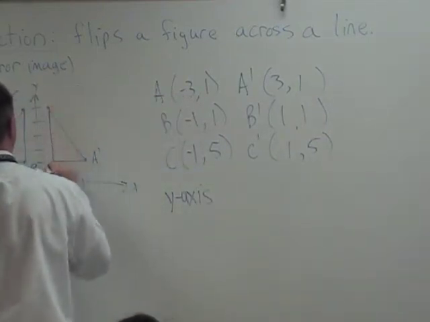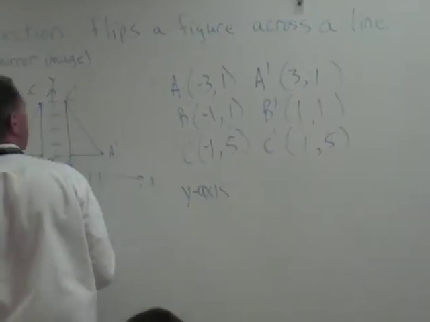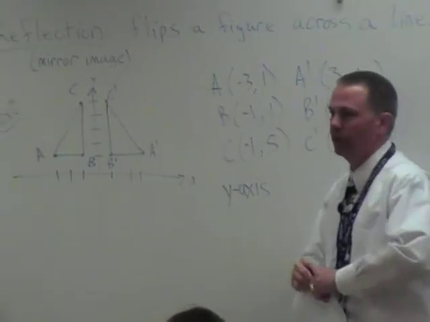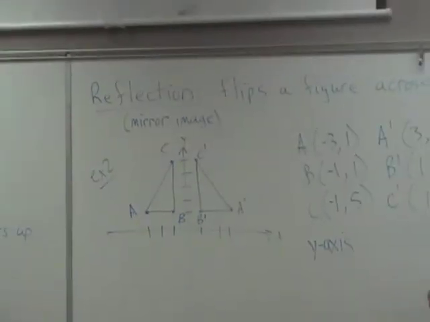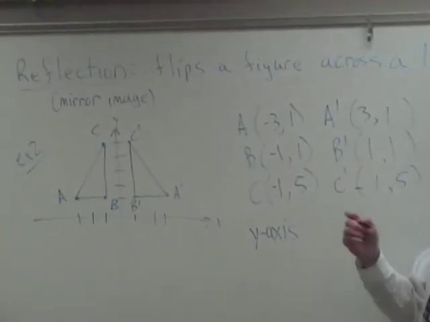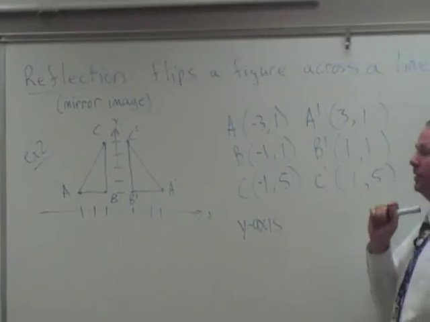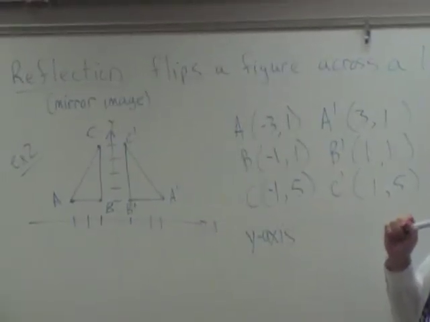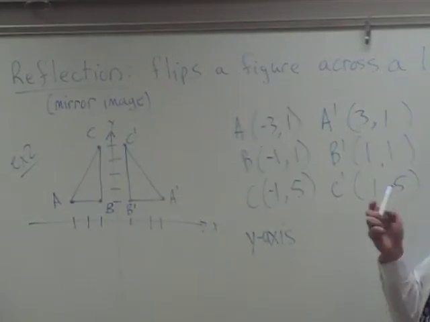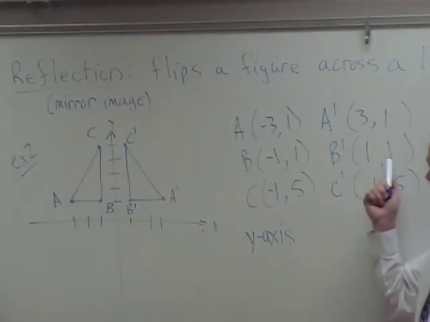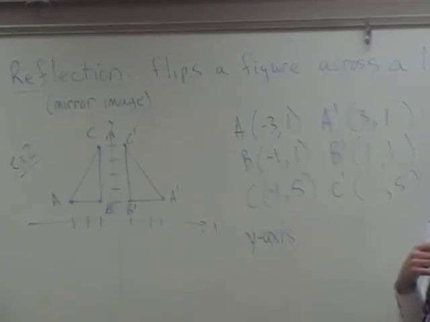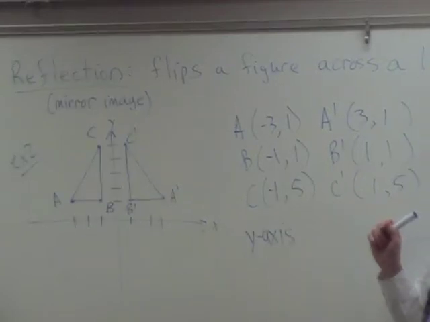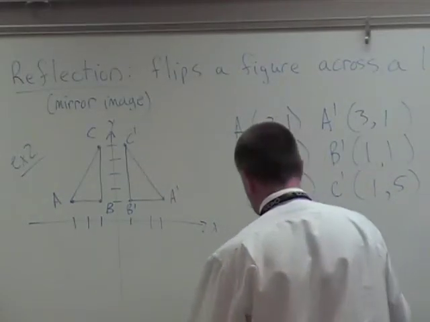So there is your image. Now I just have a question for you. When you're reflecting, what do you notice? If you're reflecting about the y-axis, what do you notice from your pre-image to your image? The y values don't change, but the x values do. They change signs. The y values stay the same. Something to think of. Maybe you want to write that down in your notes.